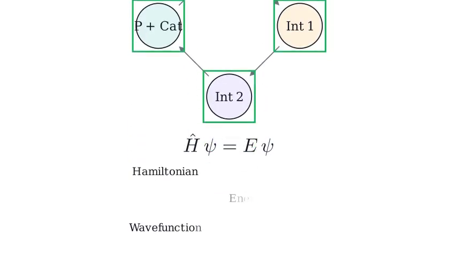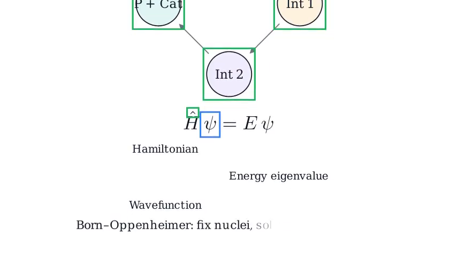Quantum mechanics lets us compute reaction energies and barriers. We solve the time-independent Schrödinger equation. The Hamiltonian acts on the wave function equals energy times the wave function. The wave function describes the electrons. Using the Born-Oppenheimer approximation, we fix the nuclei and solve for electronic energies to map a potential energy surface.